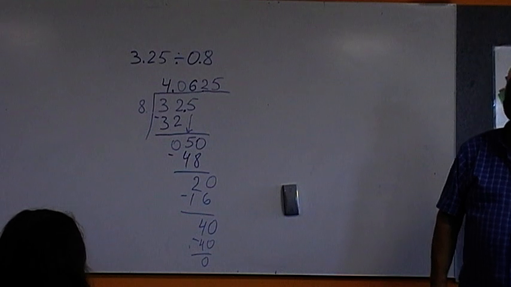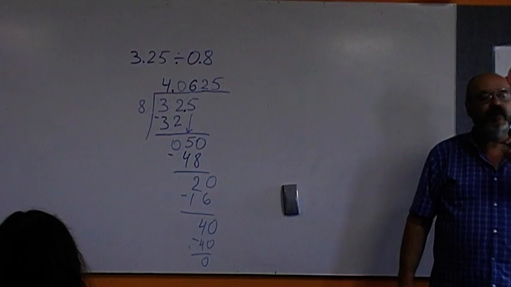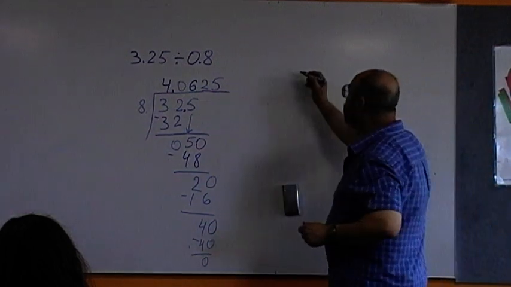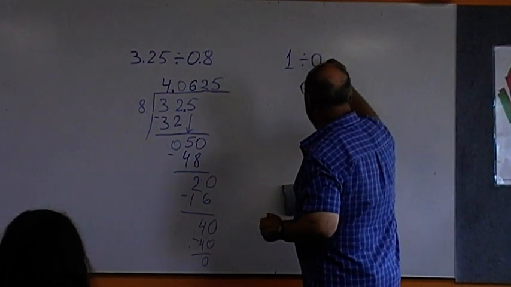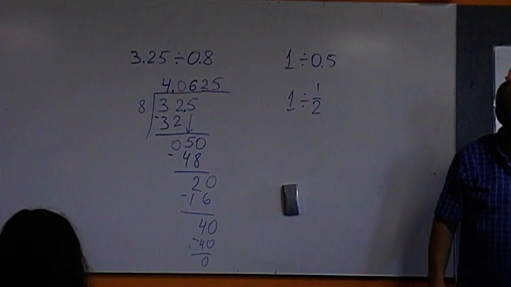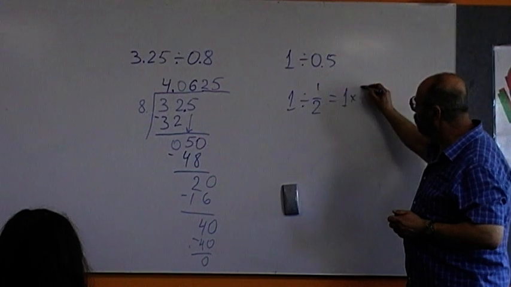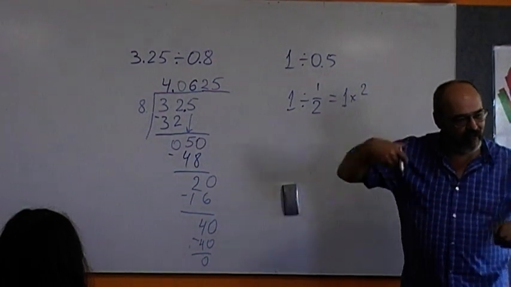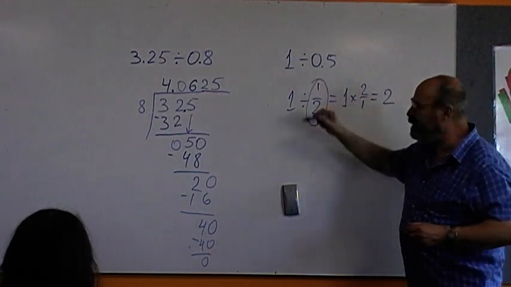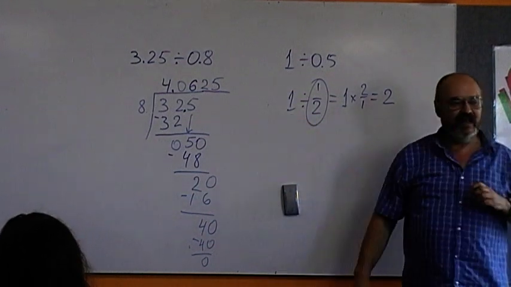Excellent question. Very good question. When we divide a number by a number which is less than 1, the result will be bigger. Let's say we divide 1 by 0.5, or 1 divided by 1/2. How many halves are going into 1? 2. So 1 divided by 1/2 is 1 times, keep, change, flip, 1 times 2 over 1, equals 2. So when we divide by a number that is less than 1, our answer will be bigger than what we divided.